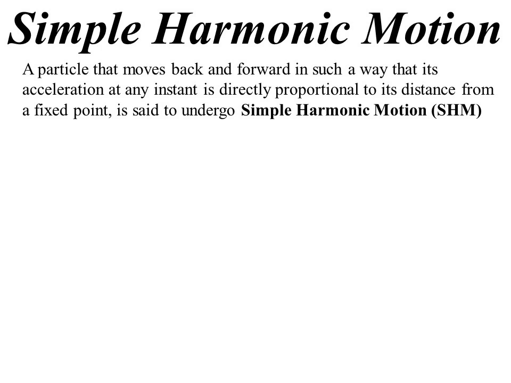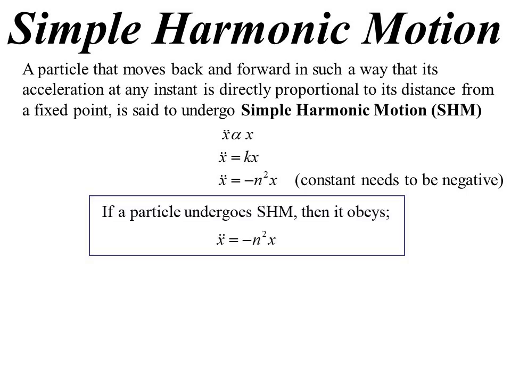So a particle simply moves backwards and forwards in such a way that at any point in time, its acceleration is directly proportional to its displacement. Voila. Acceleration proportional to displacement. Well, if that's true, it's got to be equal to some constant times displacement. But more than just any constant, it needs to be a negative constant for it to work. So rather than just writing k, we write minus n squared, and that forces the constant to be a negative number. So that's it. If they tell me simple harmonic motion, then that's what I know. And that's my differential equation that I then go and work with.